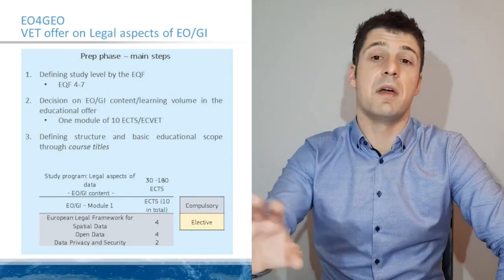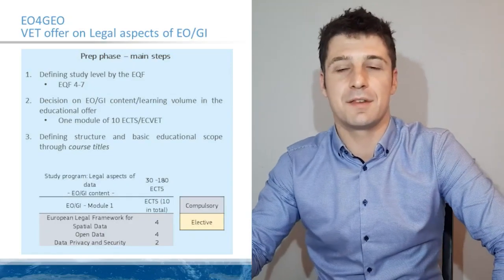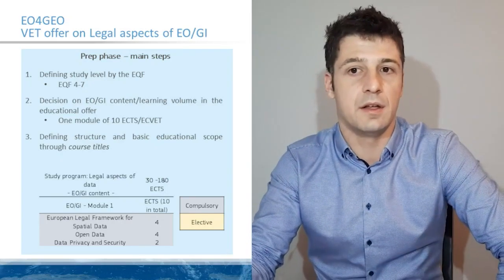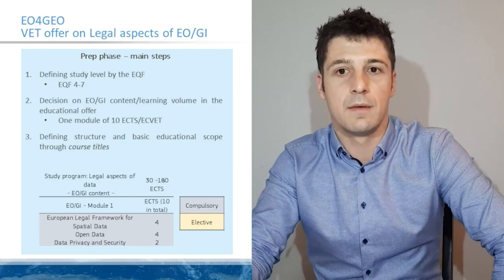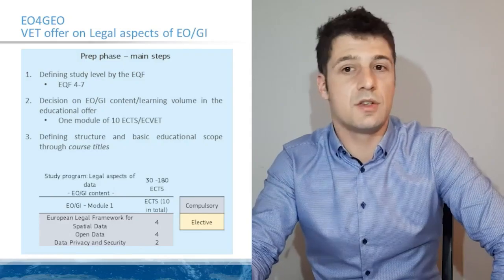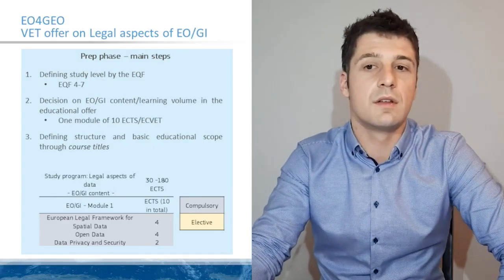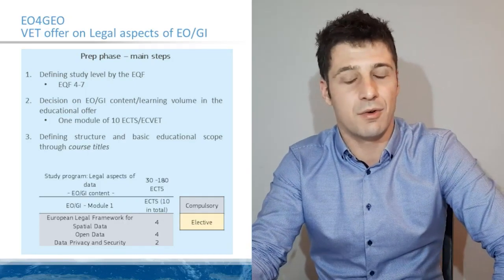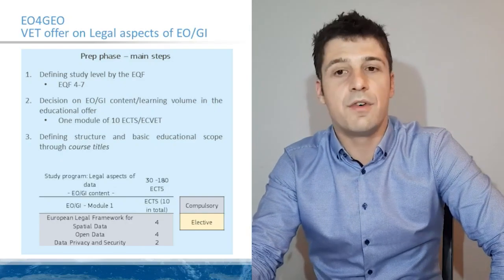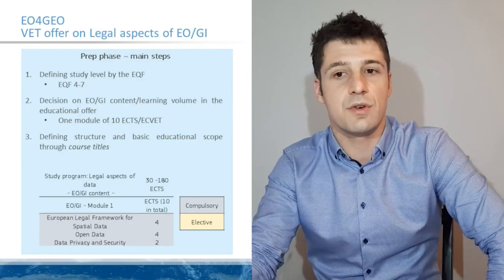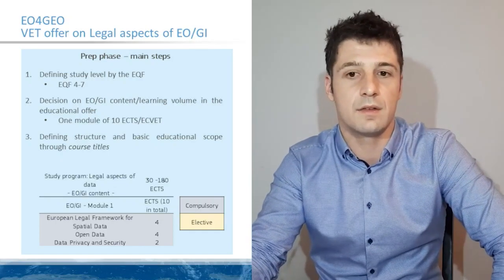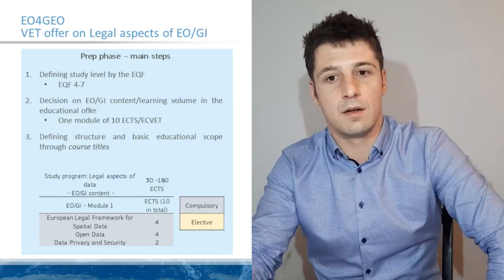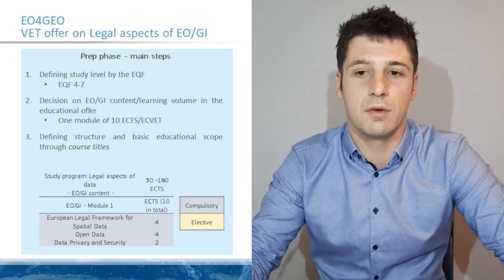There are three main preparation phase steps in defining curricula. The first one is defining the study level by the European Qualification Framework. Another one is the decision on EOGI content volume or learning volume, meaning do we need 10 credits or less or even more. And finally, we had to define structure and basic educational scope through course titles. We defined three courses: European Legal Framework for Spatial Data, Open Data, and Data Privacy and Security.